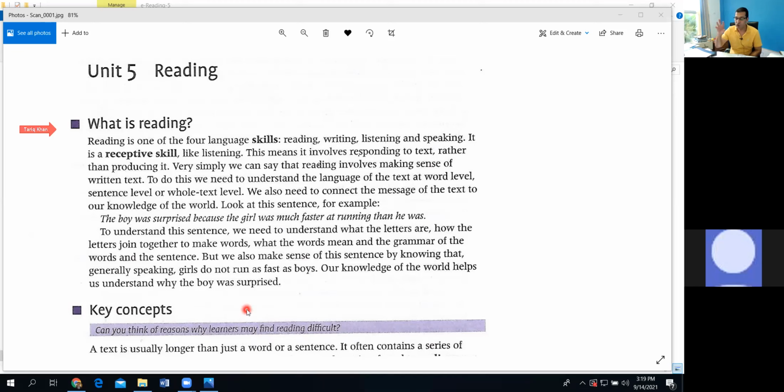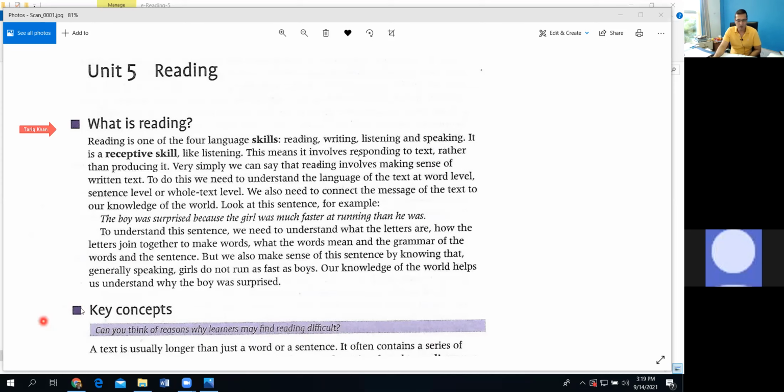Now, due to the knowledge of the world, he is surprised. But if there is no knowledge of the world, nobody knows what's a boy, what's a girl, and a girl runs fast, so the boy will not be surprised. Why? Because he doesn't know anything about usually girls not being faster than the boy. Are you getting this point? Knowledge of the world, I am talking to you. Knowledge of the world is clear? Right.